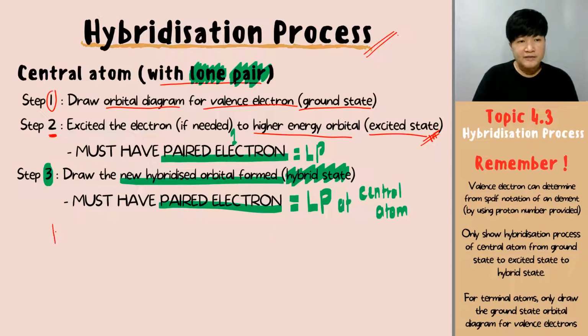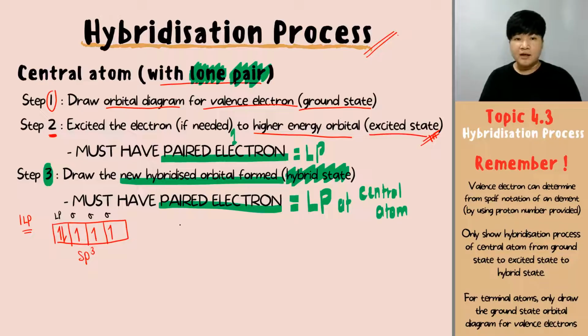For example, if I have an sp3, my sp3 hybridized orbital shall look something like this. In this sp3 central atom, let's say my central atom has one lone pair. That means in this sp3 hybridized orbital, I shall have one paired electron and another three single electrons. This is the lone pair. This is the sigma bond. Can you see that? So if you have a lone pair at your central atom, it means you need to have a paired electron in your hybridized orbital.